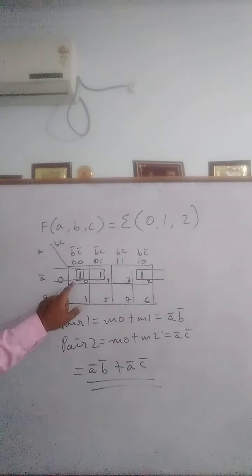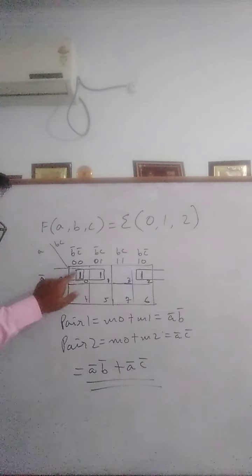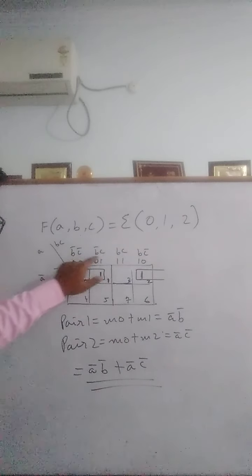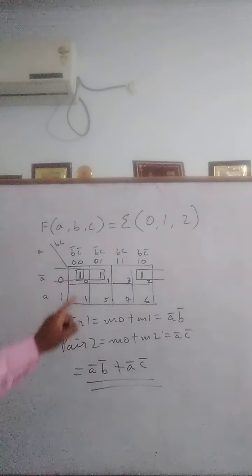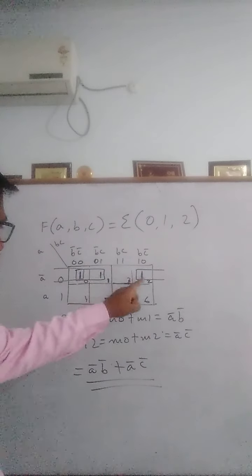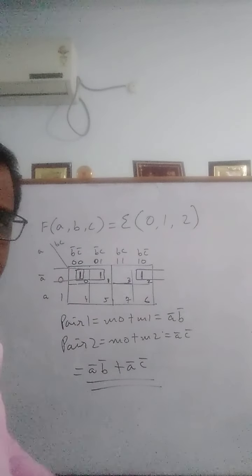Now the first pair, 0 and 1: the value that is not changing is A bar, and from the top, the value which is not changing is B bar. C bar becomes C, that means C is changing. In the corner elements, in the boundary elements, we see that A bar is common to both.